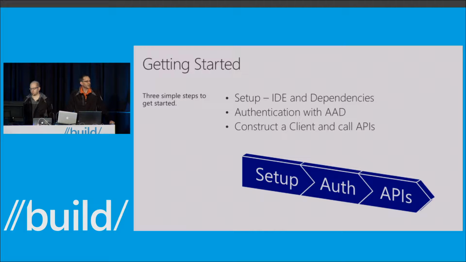The first, get your libraries going. Second, get the authentication working. Now, step 3 comes where you can actually construct a client object and call the APIs from that client object to interact with the O365 APIs. So it's very similar to web development, right? Make a project, add your references, get your authentication working, and then start calling APIs.